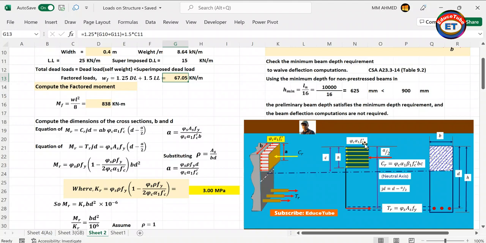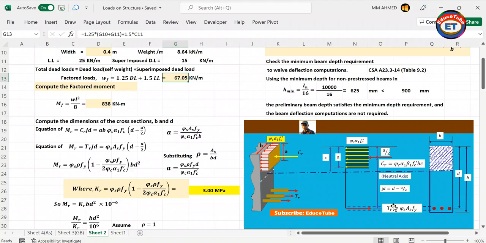This phi c alpha 1 f prime c, this is uniform stress comes from the concrete. So that's why this concrete stress block and height is a. And this is c from the top fiber to the neutral axis. Now this stress block, we have to find the compressive force. So surely compressive force means this stress multiplied by this area. In this isometric view, area of the stress block is very clear because area is a multiplied by b, so ab. So here I used ab, but instead I use beta 1 bc because beta 1 c means a equal to beta 1 c. So we got compressive force.